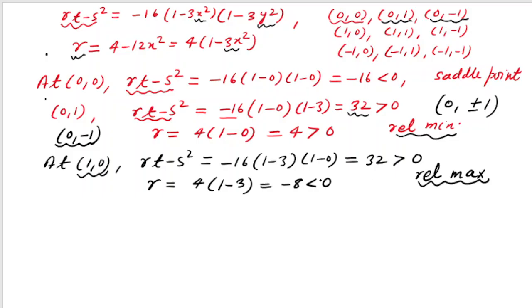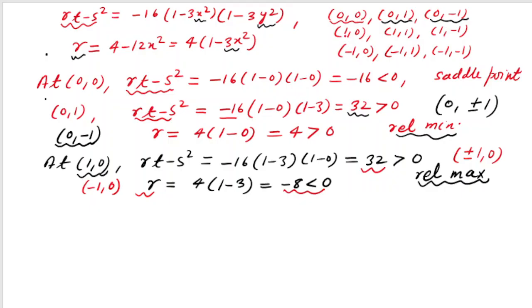Relative maximum. And I think by the previous argument you are smart enough to understand that if I take minus 1, comma 0 also, the same thing will happen, because in place of x you will put minus 1, so x square will become 1, so you will get the same value, and R will also have the same value, because if you put minus 1, then also 4 into 1 minus 3x square will remain minus 8. So both the points, 1, comma 0 and minus 1, comma 0, are the points of relative maximum. So I write plus minus 1, comma 0 are the points of relative maximum.